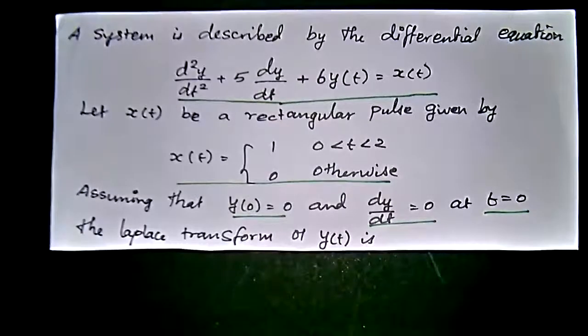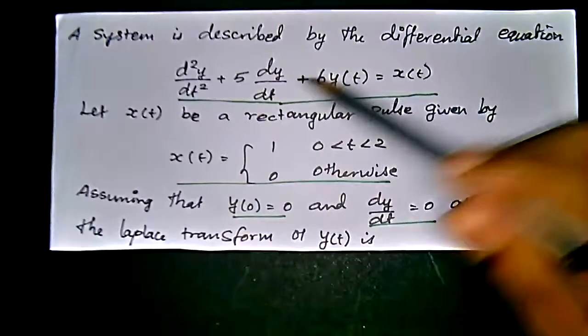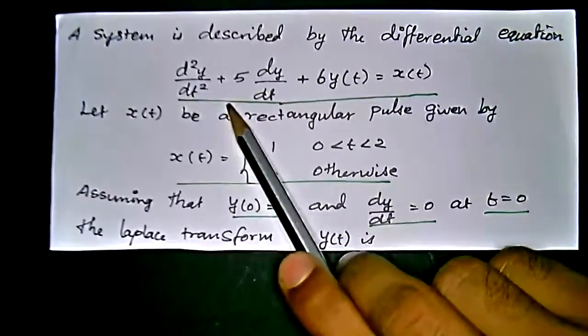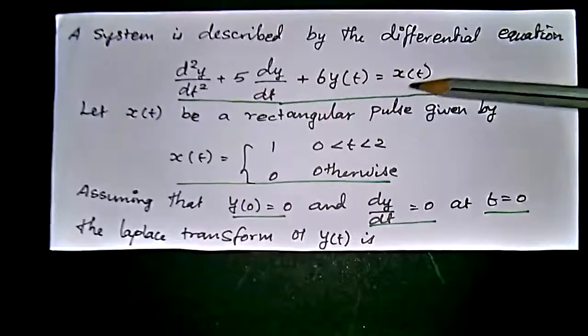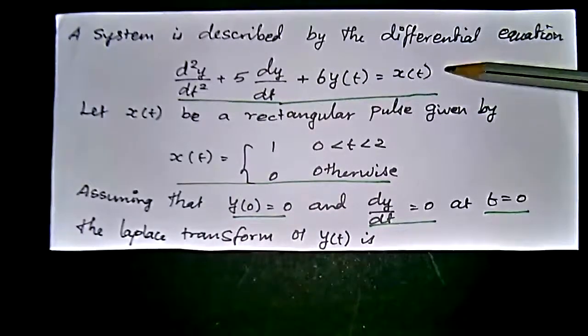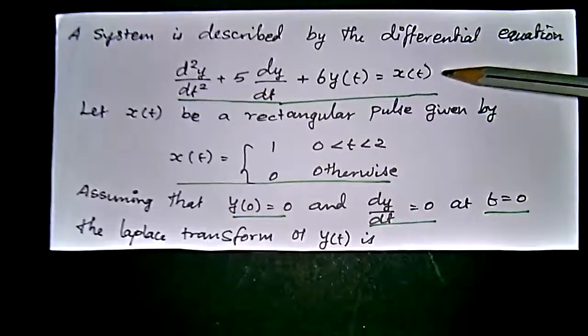Hi, we have a differential equation and some kind of function, and we have to find the Laplace transform. So the question is, a system is described by the differential equation d squared y by dt squared plus 5 dy by dt plus 6 y of t equal to x of t. That is, they give the differential equation as this.